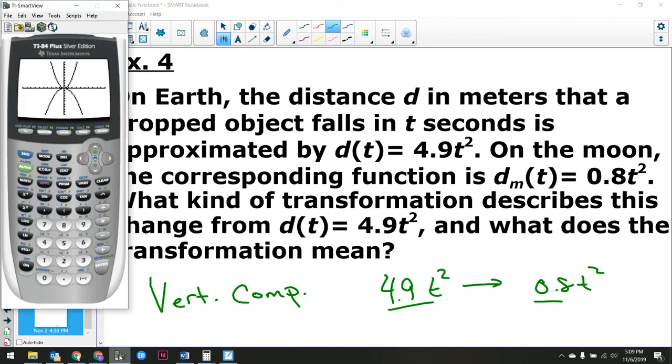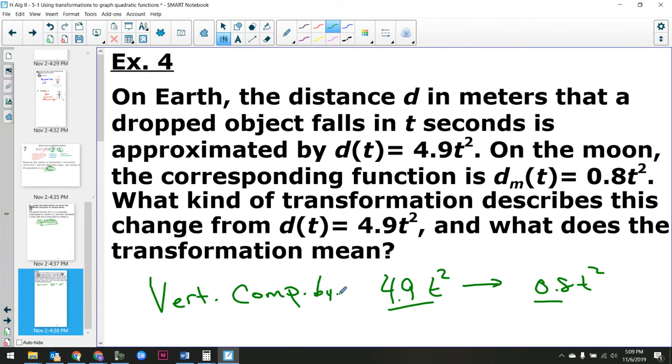Well, we just take 0.8 divided by 4.9. Can that give it to me, or do I have to do 4.9 divided by 0.8? Nope, that's right. Vertical compression by 0.163. What does this transformation mean? That means something is going to fall slower on the moon. Obviously, it's got less gravity, so it's going to fall slower on the moon. This number on the outside tells us the speed at which things are going to fall.